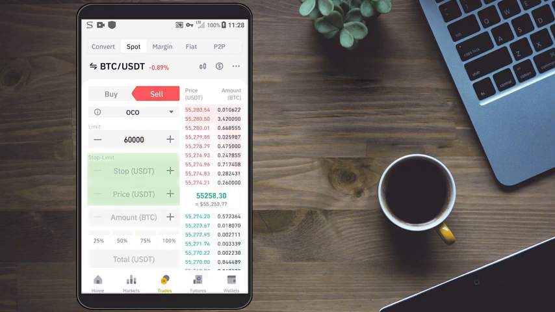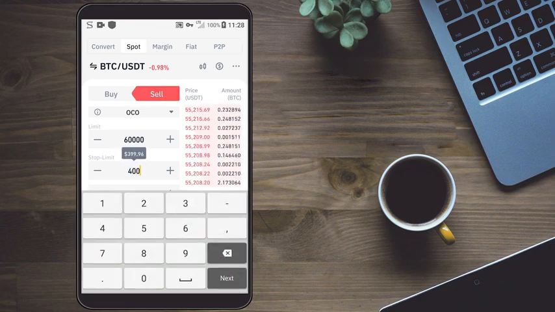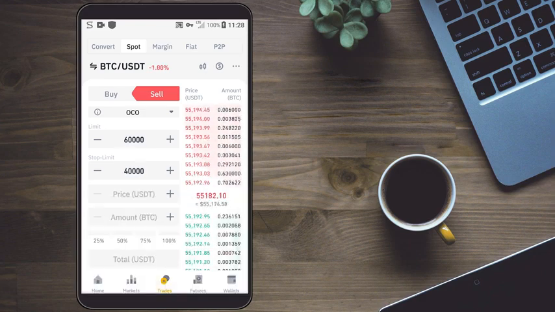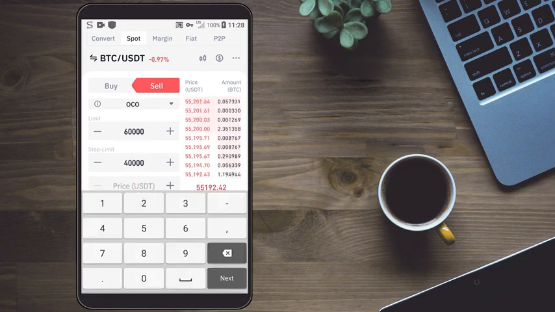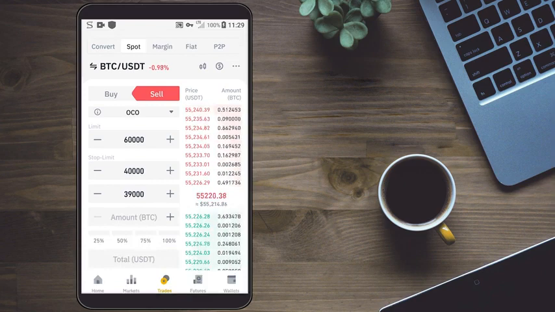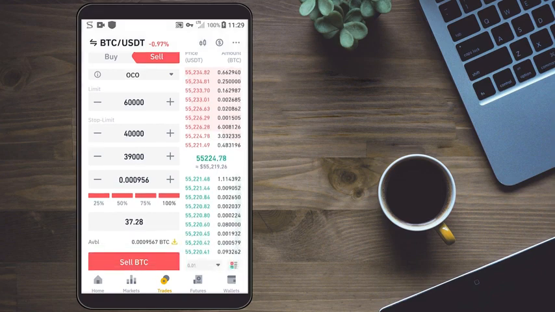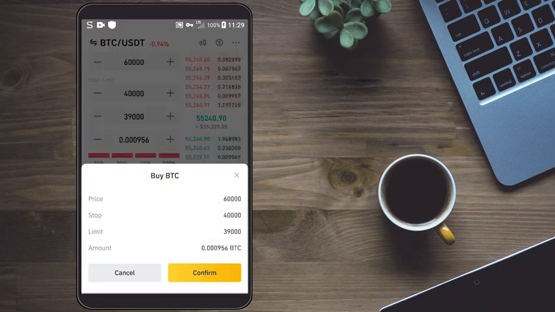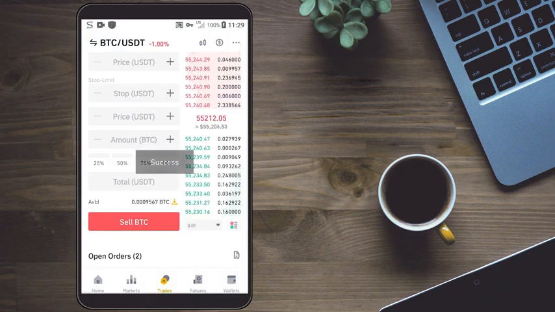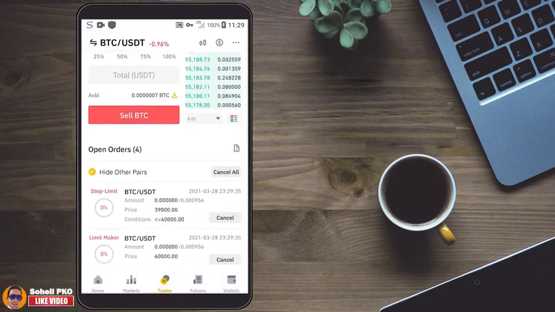And here in this part, you set a stop limit order, and it's actually your stop loss order. Consider I want to set my stop loss order at 40,000. So here I set the stop price at 40,000. And here the limit price a little lower than 40,000, for example, 39,000. And the amount to 100%, for example. I want to sell all of my available Bitcoin. I touch sell BTC, touch confirm, and success. And here it is in open orders.